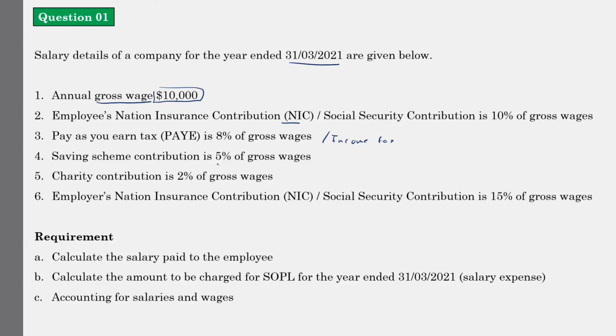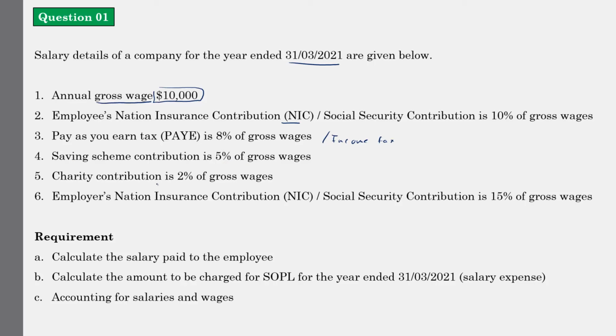Saving scheme contribution is 5% of the gross wages. In certain organizations, inside the organization itself, they have a saving scheme. Employees tell the employer, see, as my saving, can you deduct 5% from my gross wages? So the saving scheme is something you do voluntarily. You tell the employer, from my salary deduct 5% for my saving purpose. So the saving scheme contribution is 5% of your gross wage.